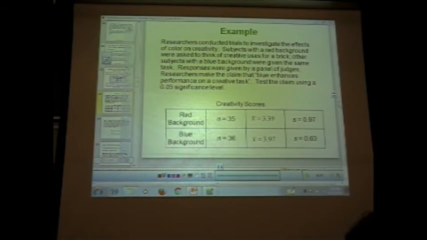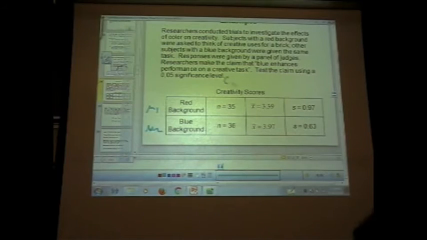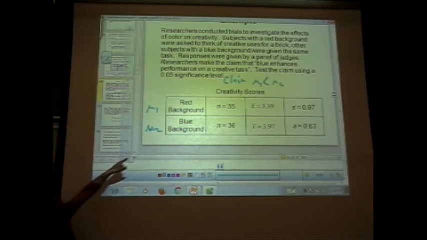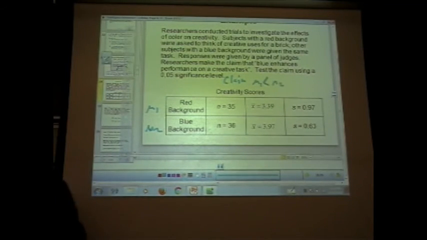I have two of them. What's my claim? My claim is that blue enhances creativity. So which one do you guys want to be red? Do you want this to be mu1 or mu2? mu1? Great. mu1, mu2. So we're saying that blue enhances creativity. That means my claim is going to be that mu1 is less than mu2. Everybody on board? If you pick it the other way around and said this was mu1, then you'd say that mu1 is greater than mu2. You can do either one. It's okay. Everybody all right with that part?